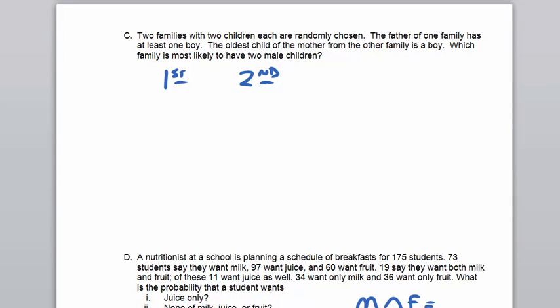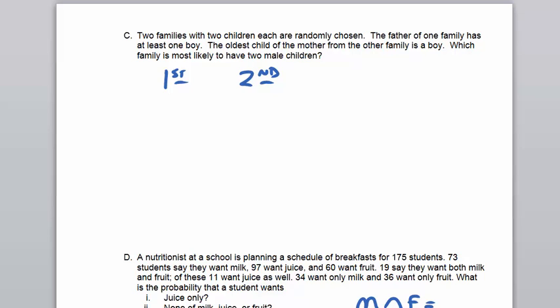All right, here's another fun kind of counterintuitive problem. Two families have two children each, and the father of the first family has at least one boy, and the oldest child of the mother is a boy. Which family is most likely to have two male children?